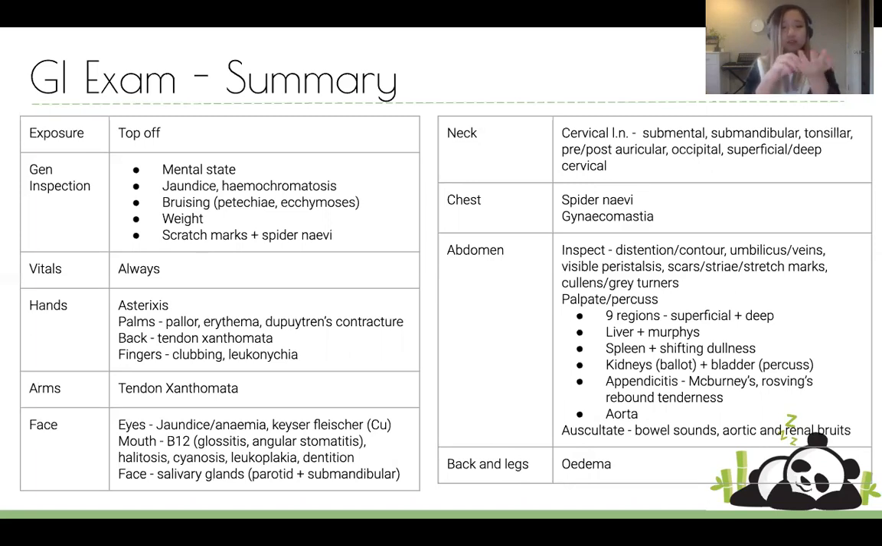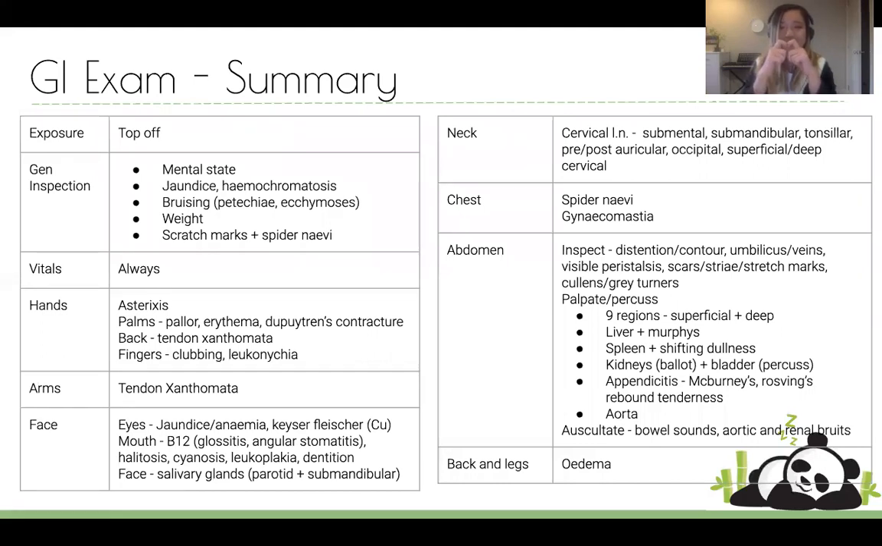Look for Dupuytren's contracture, and usually that's a little bit of tight skin there. It makes their fingers go like this. You see this a lot in workers, but it might also be due to liver disease, alcoholism. And then look at the back. So tendon xanthomata along here, do they have any yellow deposits on their tendons, indicating hyperlipidemia? Look at the fingers.